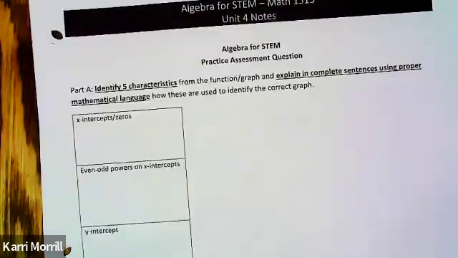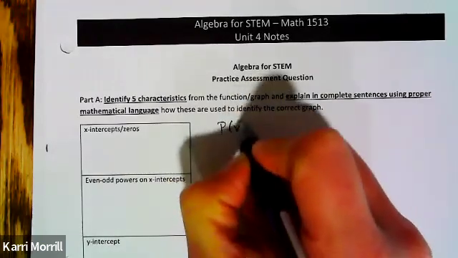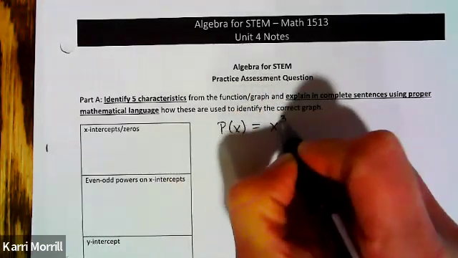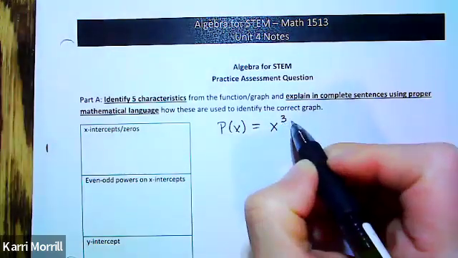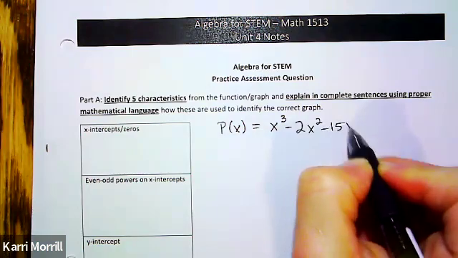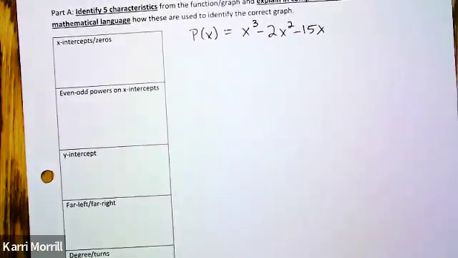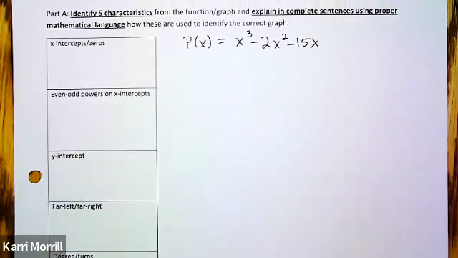So let's go ahead and rewrite the function from page 2. The function is p of x equals x to the third minus 2x squared minus 15x. And it won't necessarily be in this order, but you do need to memorize the 5 that I'm going to talk to you about today and be able to talk about them. I feel like we have done this quite a lot in this unit so far, so I think you'll be definitely capable.